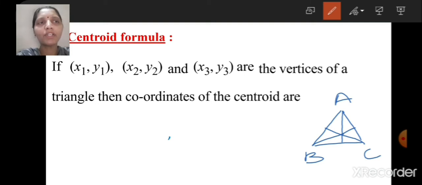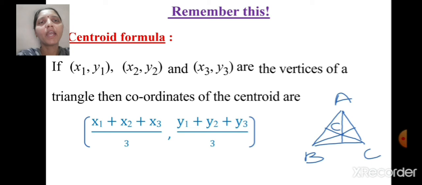Okay, so this point is called the point of concurrence, and it is called the centroid of the triangle. If you want to find the coordinates of this centroid, then you can use the formula (x1 + x2 + x3)/3 and (y1 + y2 + y3)/3, where point A has coordinates (x1, y1), B has coordinates (x2, y2) and C has coordinates (x3, y3). Okay, so I hope the centroid formula is clear to all of you.